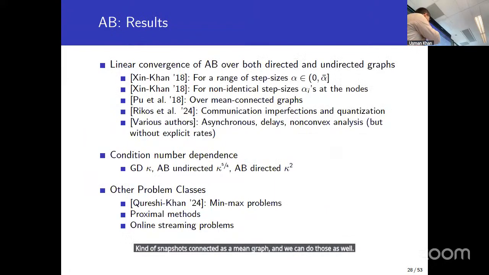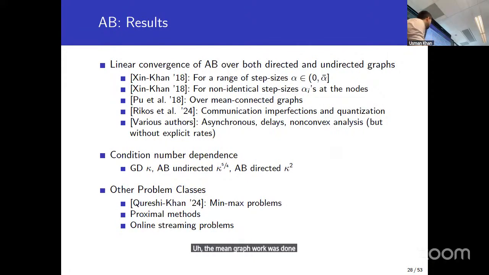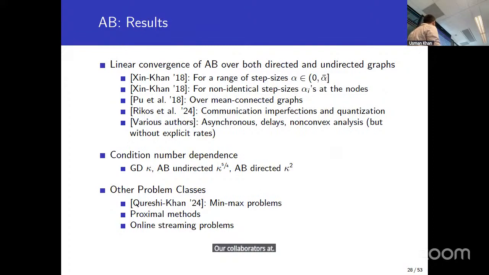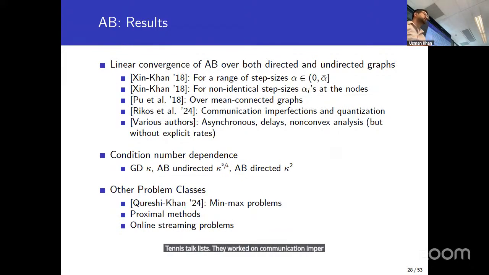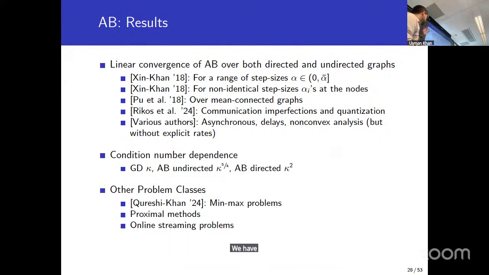So there's a lot of follow-up work on this idea, which we call gradient tracking. The mean graph work was done by Shipu, who is also our collaborator. We have a few papers together. My colleagues in Cyprus, Apostolos Rikos and Themistoklis Charalambous, worked on communication imperfections and quantization, etc. We have a lot of other variations over the years.